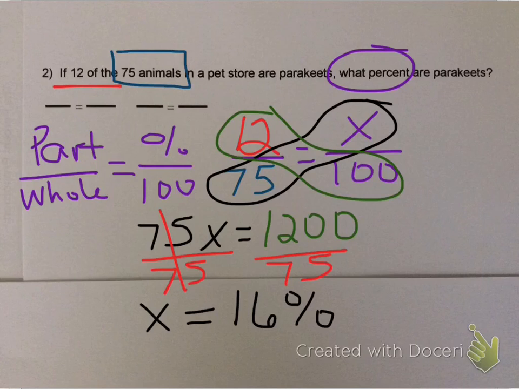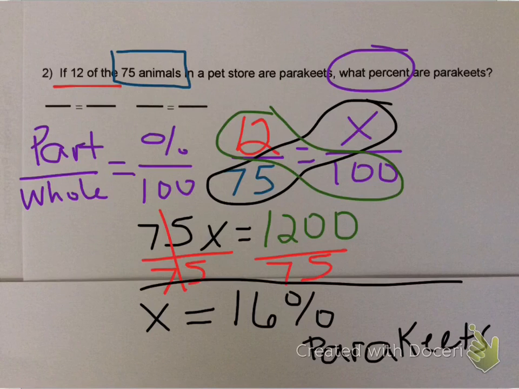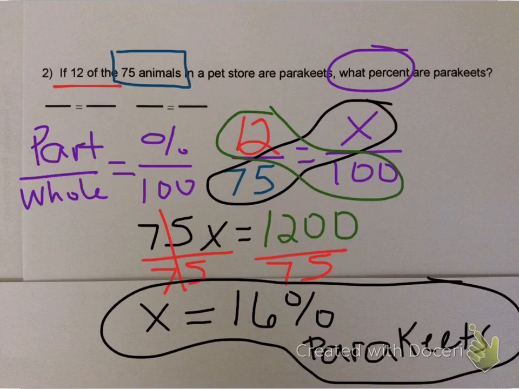16%, and let's just make sure we label this properly. 12 of the 75 in the pet store are parakeets. What percent are parakeets? So it's 16% parakeets. Now, if it said what percent are not parakeets with all this information, we would subtract that from 100, and it would be 84% are not parakeets, but it's asking about parakeets, so we're okay.